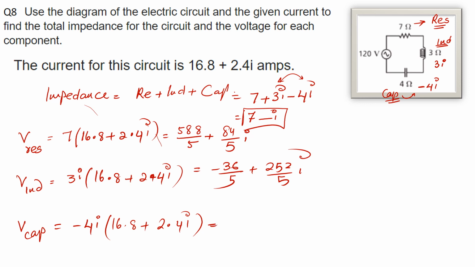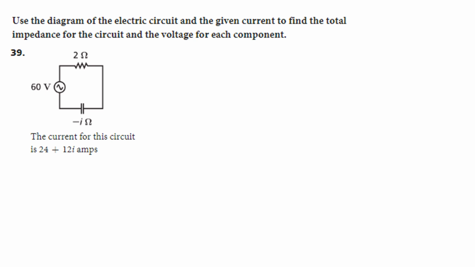And the last one is the voltage of the capacitor, which is negative 4I times the current, and it will give us 48 over 5 minus 336 over 5I. So check the calculations. It is so easy if we practice, and remember that in maths, practice makes you perfect. Now look at this diagram.